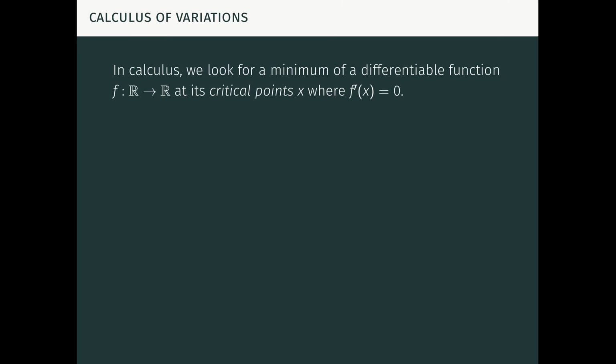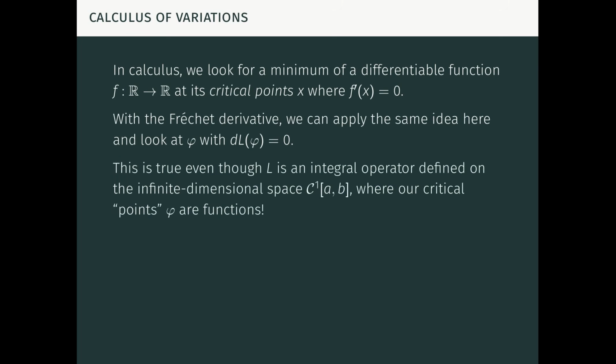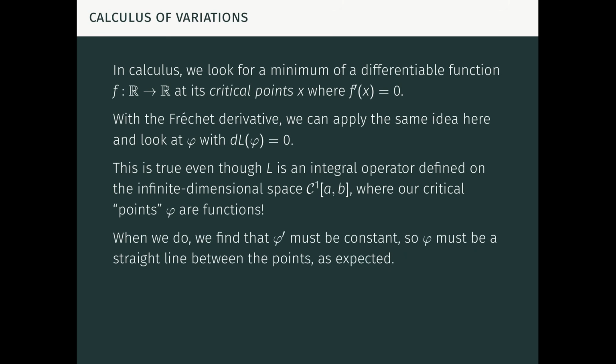So in calculus, we look for a minimum of a differentiable function f from R to R at its critical points x, where f prime at x is equal to 0. With the Fréchet derivative, we can apply the same idea here and look at phi with dL at phi equal to 0. This is true even though L is an integral operator defined on the infinite dimensional space C1[a, b], where our critical points, so to speak, are functions. When we do this, we find that phi prime must be constant, so phi must be a straight line between the points, as expected.